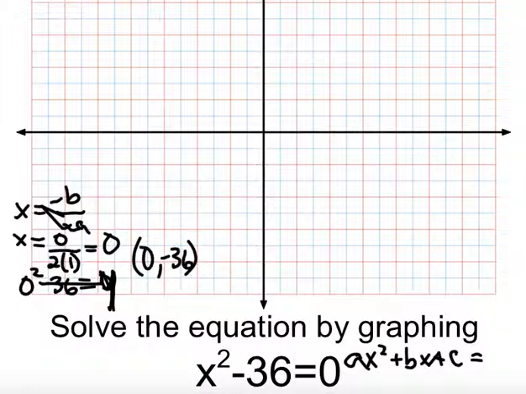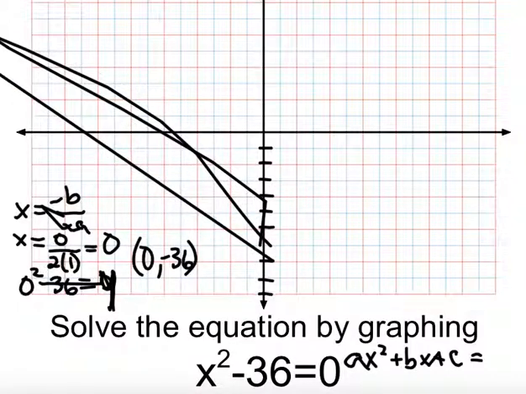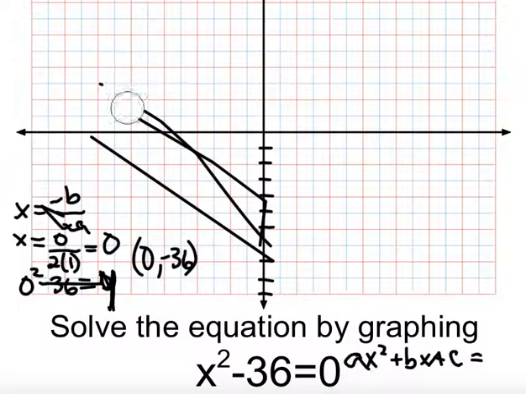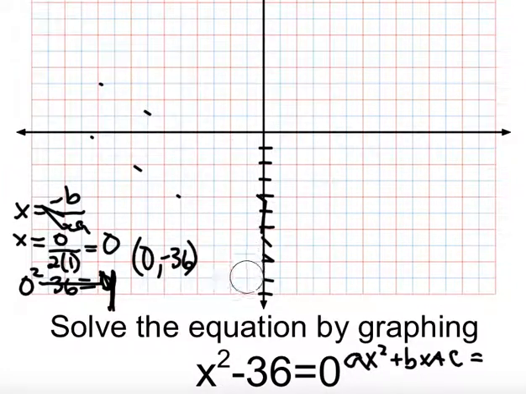So we can go ahead and plot that, and I'm going to go by 2's here. So 2, 4, 6, 8, 10, 12, 14, 16, 18, 20, maybe not 2's. Guess I don't have enough room for that. Let me just get rid of this really quick. And I'll go by 4's. So 4, 8, 12, 16, 20, 24, 28, 32, and 36. So we're going to be way down here at negative 36 for my vertex.